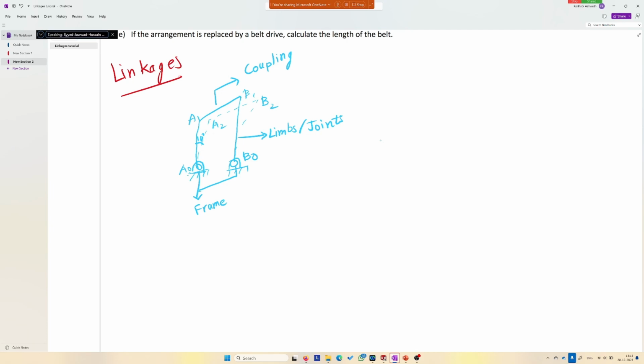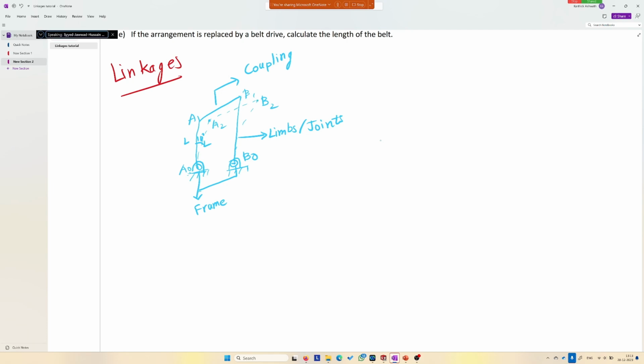So the first thing is to draw the new position of A2, because A0, A1 the length is fixed. So the same L is here and we have this position. And this B0 is also fixed. That's not going to move, it's on the ground. But what we don't know is B2.